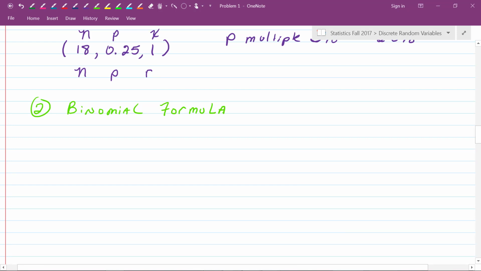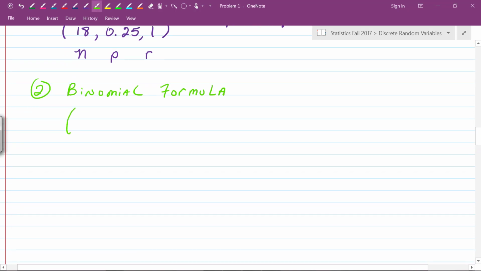Alrighty, so here we are for the binomial formula, and the binomial formula looks just like this. It is n choose x times the probability of a success raised to the number of successes times the probability of a failure raised to the number of failures. So that's what our formula looks like.